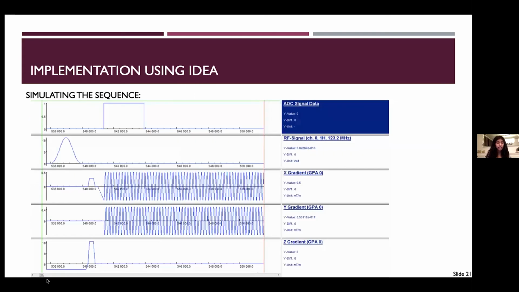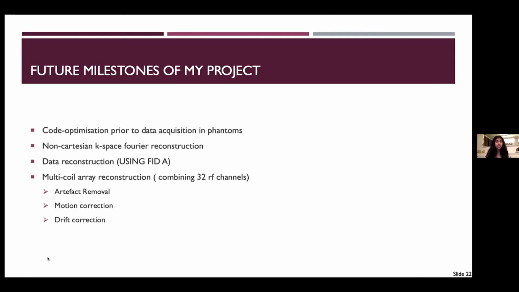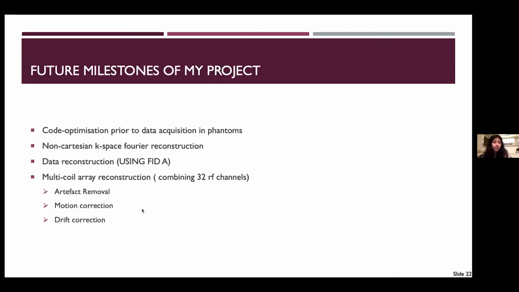So this is the simulation of the sequence. This is the RF pulse, and this is the ADC signal data. And the gradients are played out. Although these look like triangles, these are sinusoids that vary smoothly with time. And this is the slice selection gradient here. And that's all about my sequence.